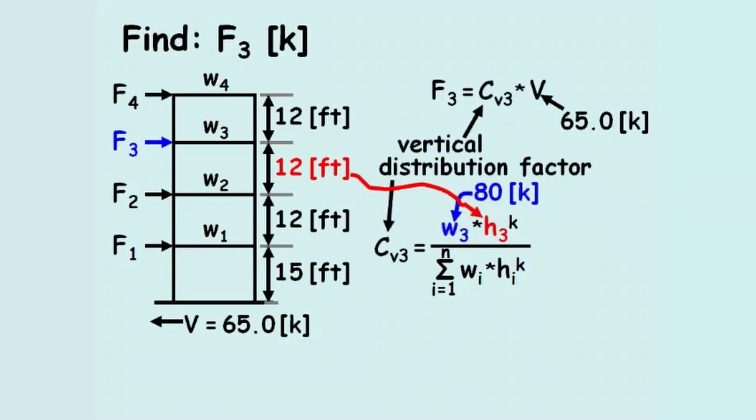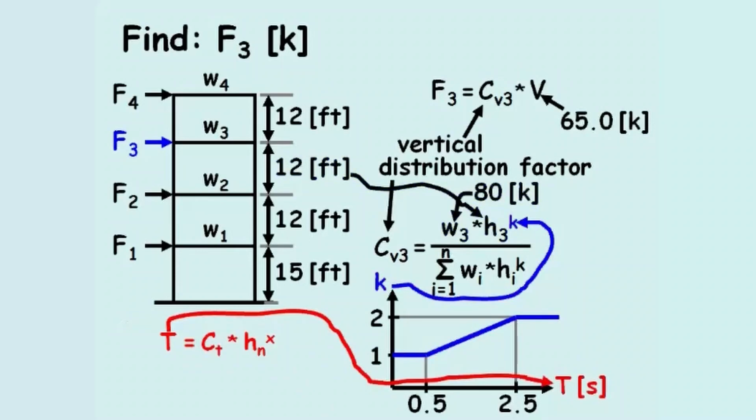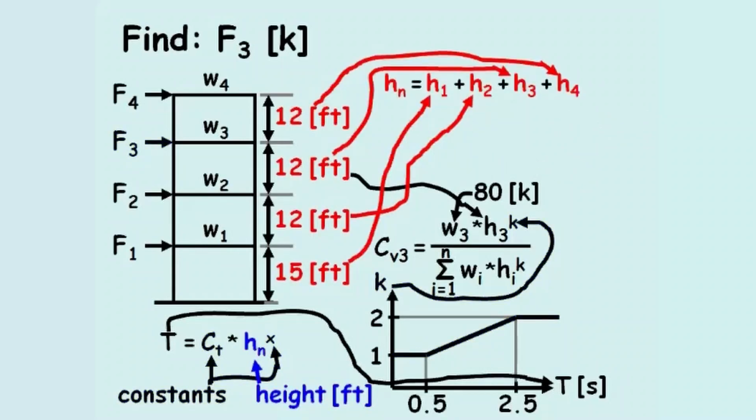And the period exponent, as we'll call it k, depends on the fundamental period of the building, T, which ranges from 1 to 2. The period of the building can be approximated by multiplying Ct by Hn raised to the x power, where Ct and x are constant values based on the structure type, and Hn is the height of the building in feet. The total height of the building equals 15 feet plus 12 feet plus 12 feet plus 12 feet, which equals 51 feet.